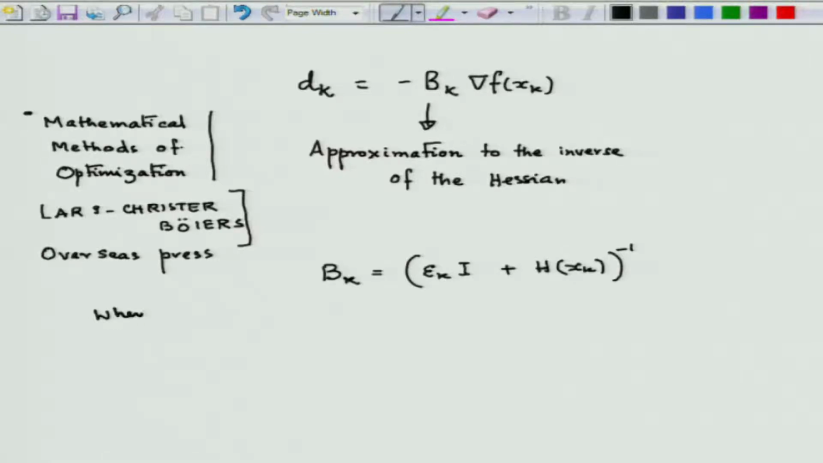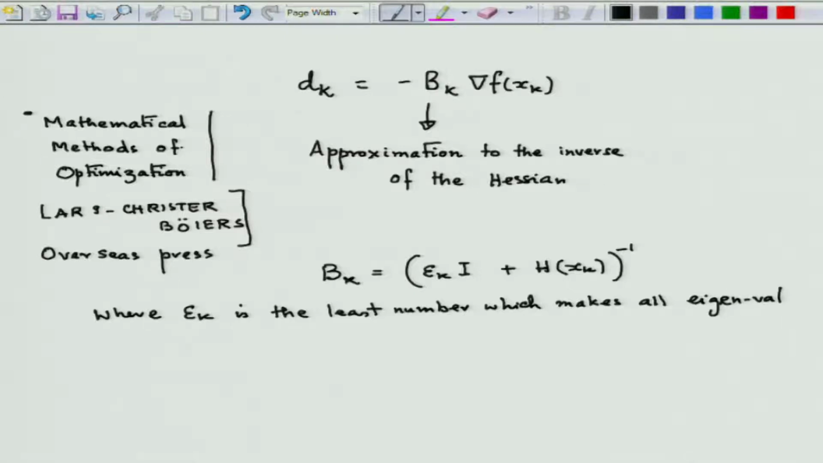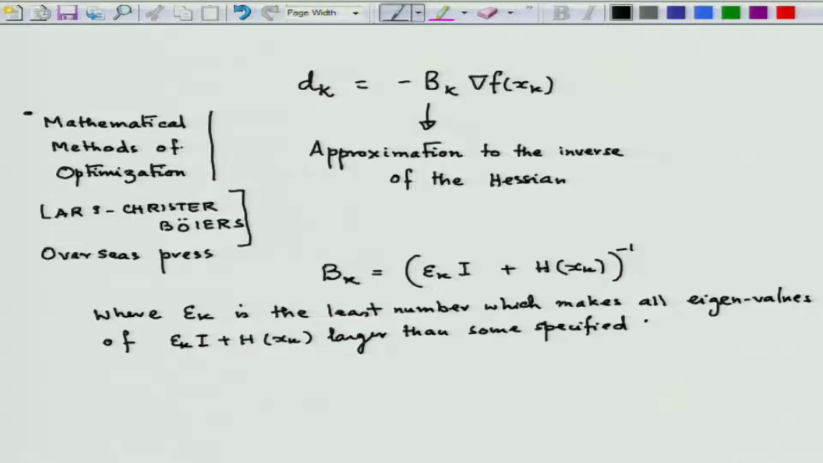where epsilon k is the least number which makes all eigenvalues of epsilon k I plus H x k larger than some specified positive constant.